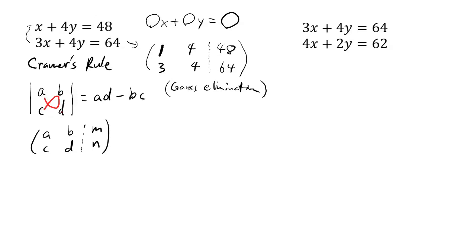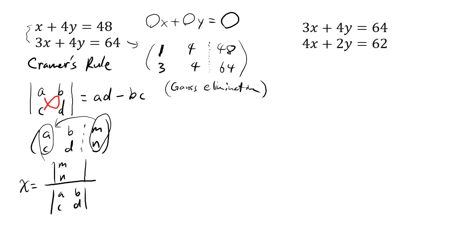If this is the form of your equation, then first x is computed by, the denominator will be this ABCD, same thing. But in the numerator, you take this MN and replace the first column AC, and write MN and then BD. And taking the ratio of these two numbers, remember these are numbers, right? Because you're calculating this. Taking the ratio of these two numbers gives you the value of x.